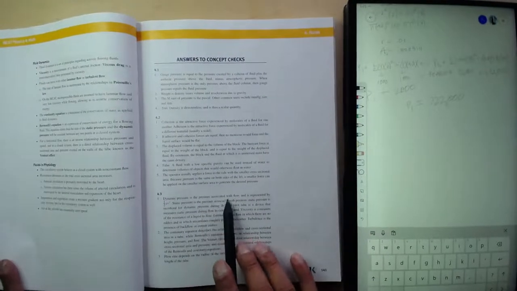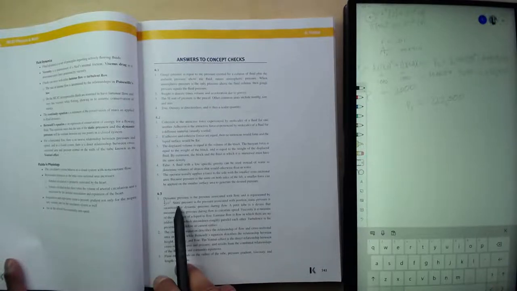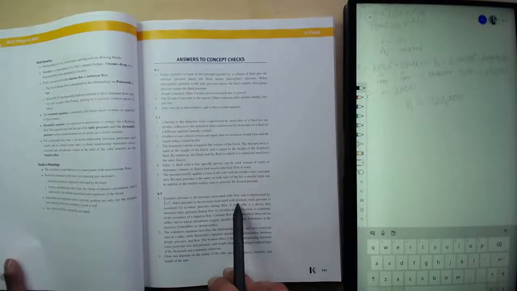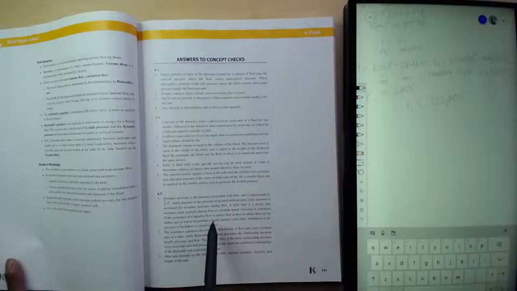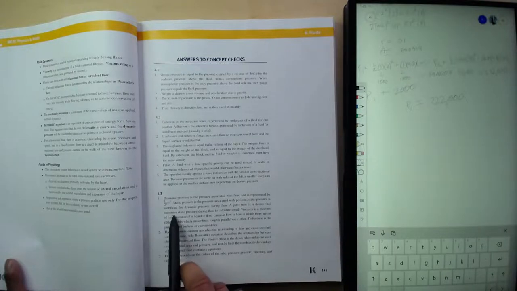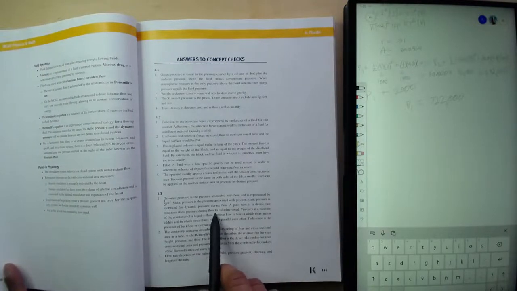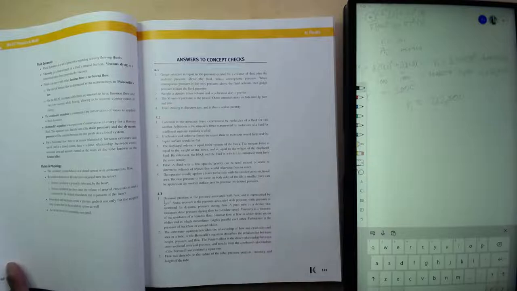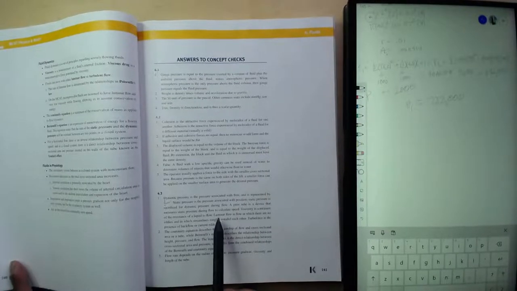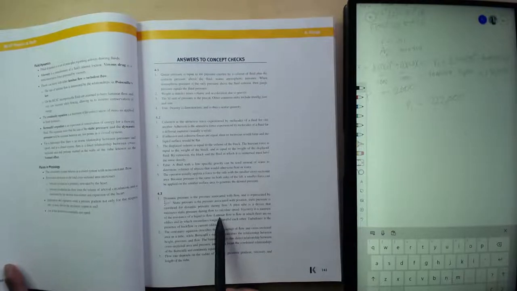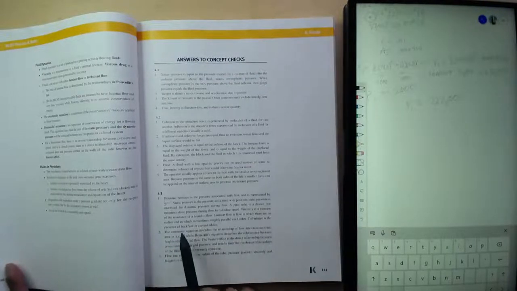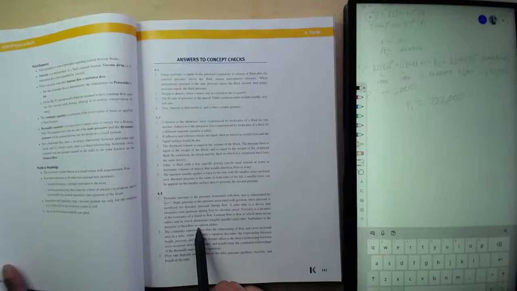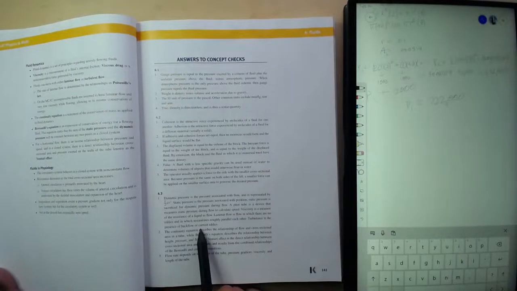Dynamic pressure is the pressure associated with flow. Static pressure associated with position. Pilot tube is the device for measuring static pressure. Viscosity is the measure of the resistance of a liquid to flow. Laminar flow is where there are no eddies. Turbulence is with the presence of eddy currents.